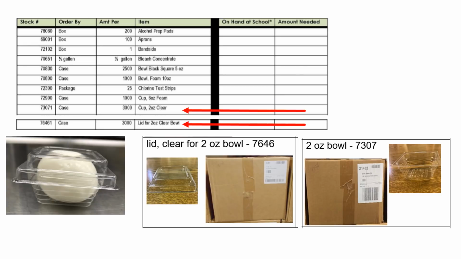2-ounce clear cups and the lids for the 2-ounce clear bowls are to be used at breakfast for serving the hard-boiled egg, as shown in this photo.